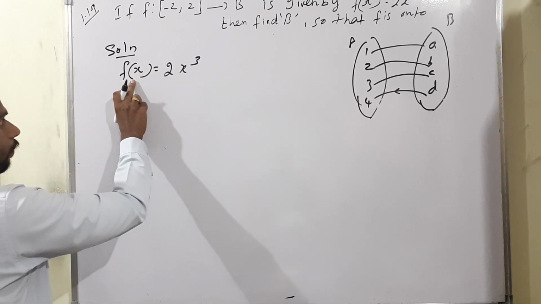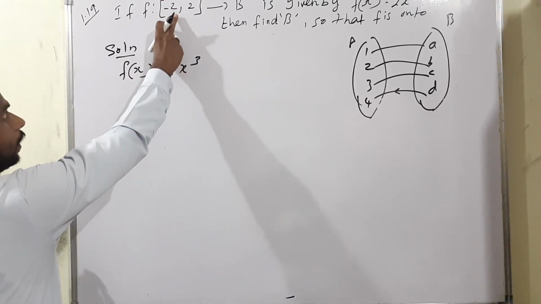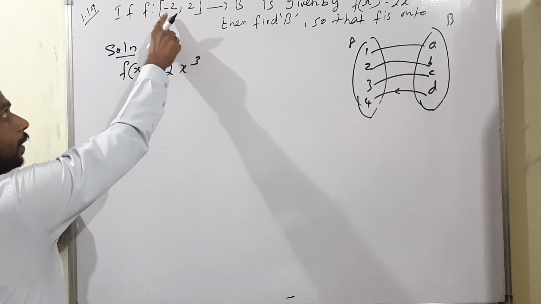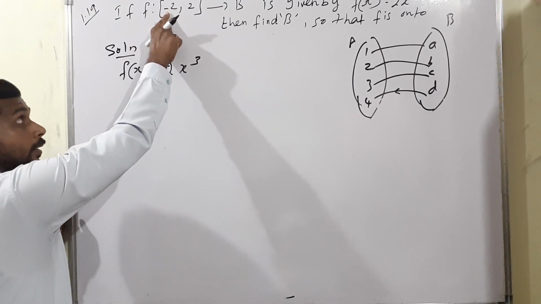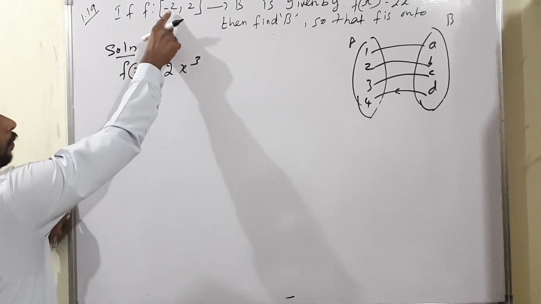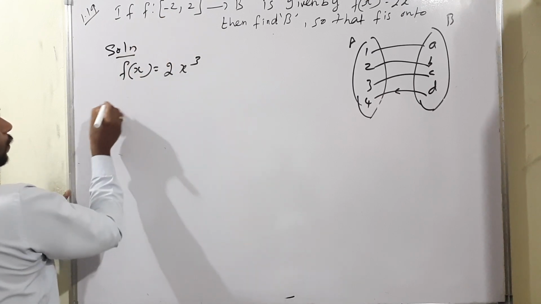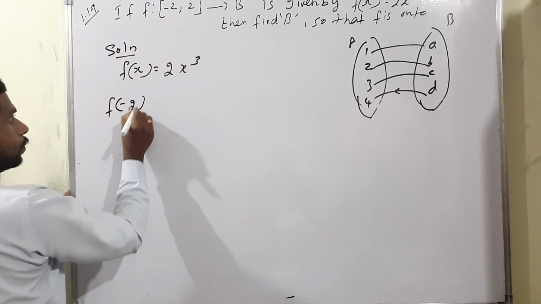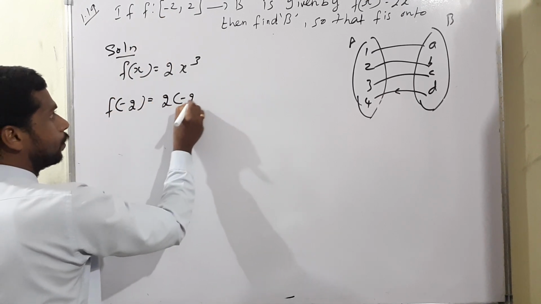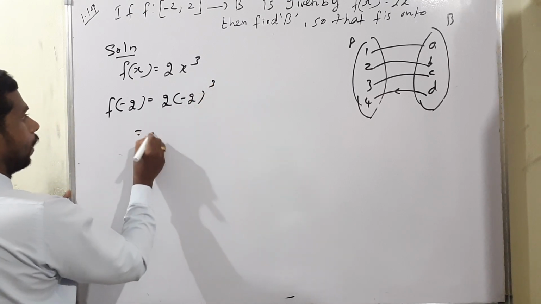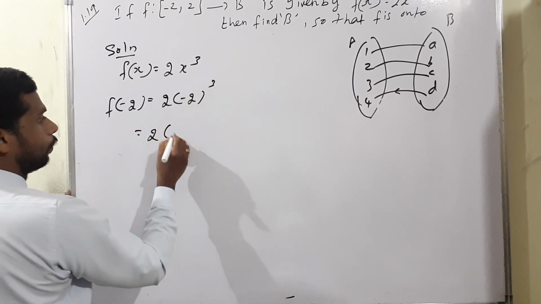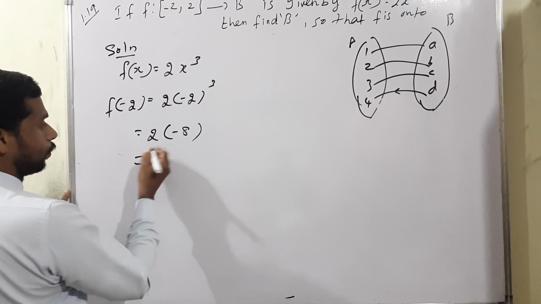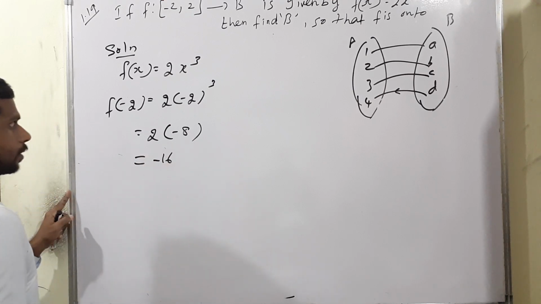The given condition is f(x) = 2x cube. The closed interval means we have to take the end values also, including minus 2. Therefore, first I am moving to f(-2). So f(-2) means 2 into (-2) the whole cube. Minus 2 the whole cube we can write as minus 8. Therefore, 2 into minus 8 means minus 16.